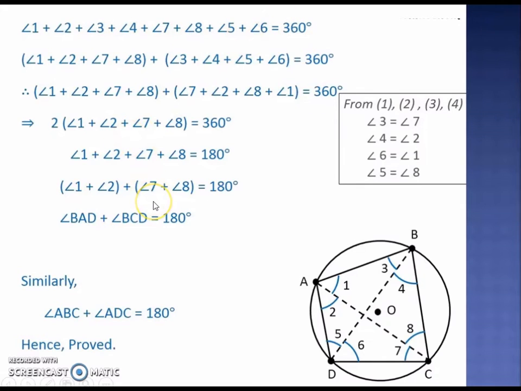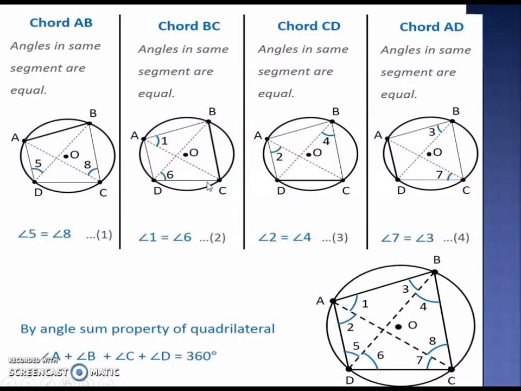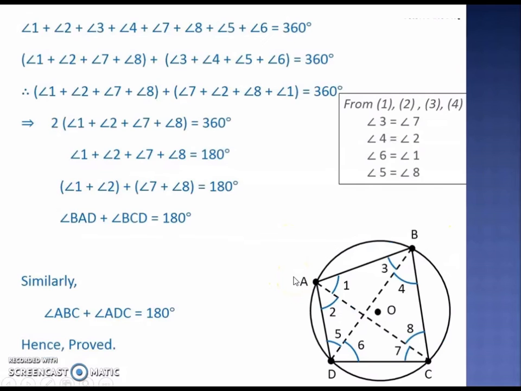Now out of that you will be combining those angles which you have already proved equal. Previously I have already proved 5 and 8 are equal, 1 and 6 are equal, 2 and 4, and 7 and 3. All these angles are equal. So if I combine them appropriately, I can write it as twice of angle 1 plus angle 2 plus angle 7 plus angle 8. This is equal to 360 degree.